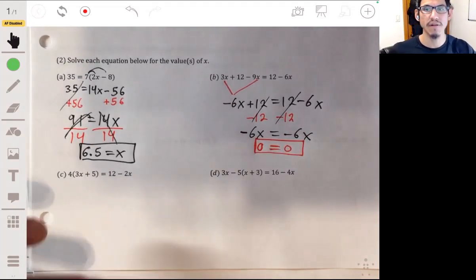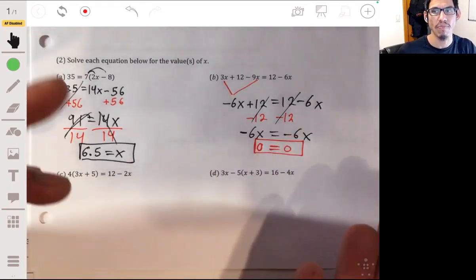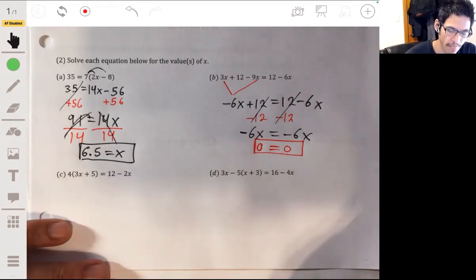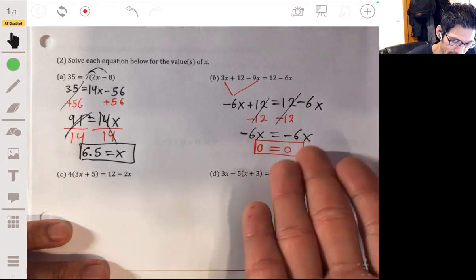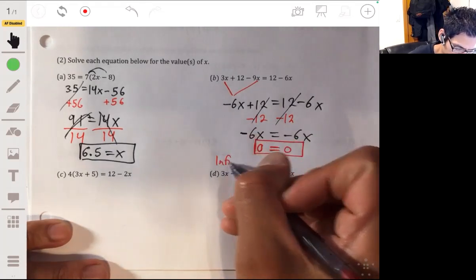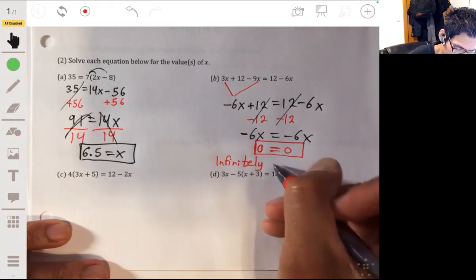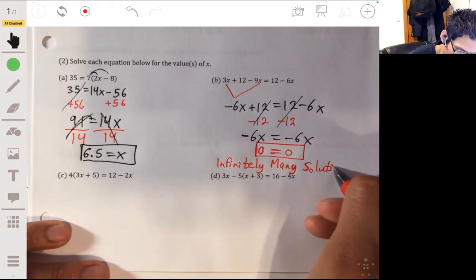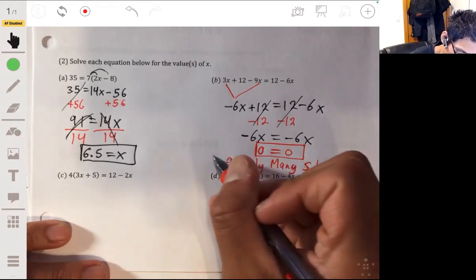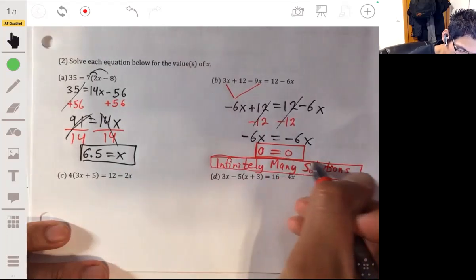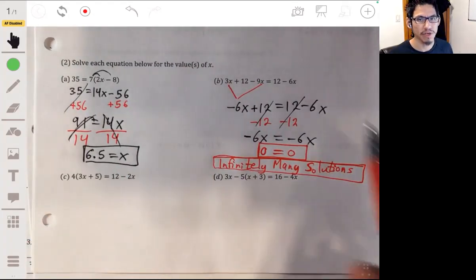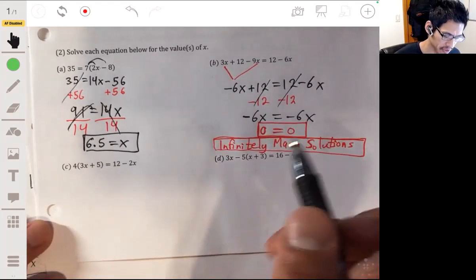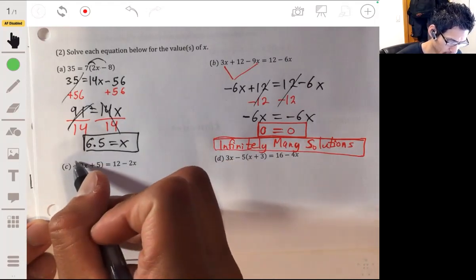When you have an identity equation, where all the variables eliminate, you're going to get a true equation. So it basically means that any number for x works. There's going to be infinitely many solutions. Any number for x will work. You can plug in 1, 0, 1,000, 17. Every real number for x works. Okay, moving on to C.